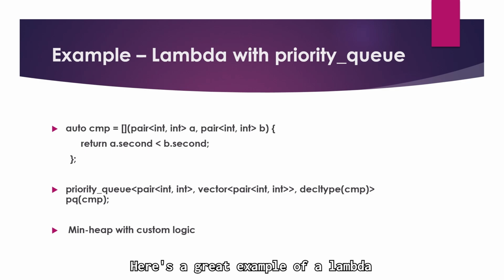Here's a great example of a lambda comparator with a priority queue. In this case, we are sorting pairs of integers where we prioritize the second element of the pair. By passing a lambda to the priority queue, we can customize the heap's behavior. This allows us to create a custom min heap where the elements are ordered according to a non-trivial comparison logic. This technique is particularly useful for scheduling tasks where tasks are prioritized based on their urgency and deadline.